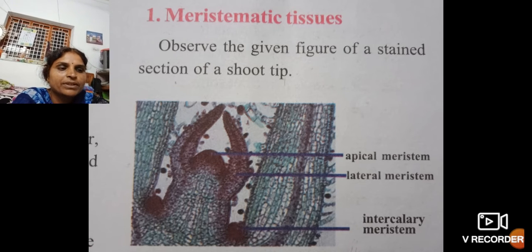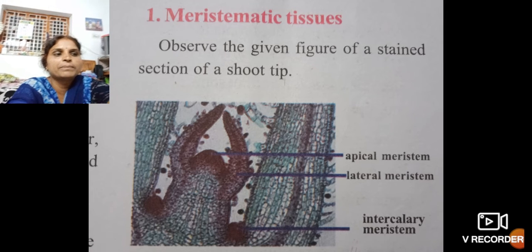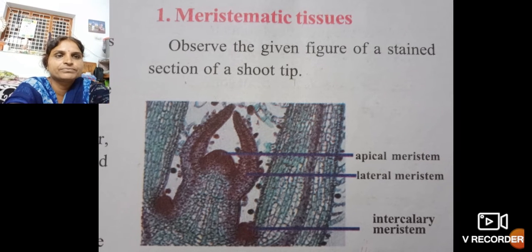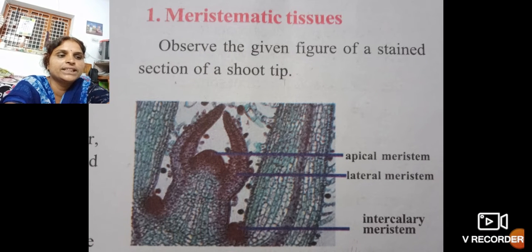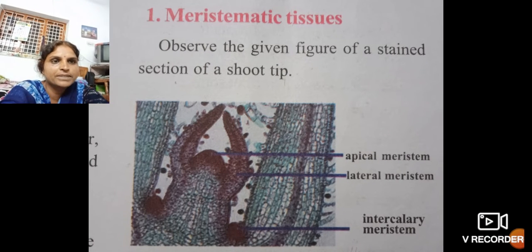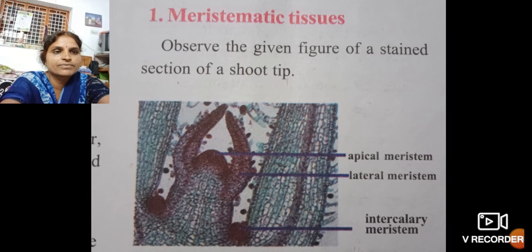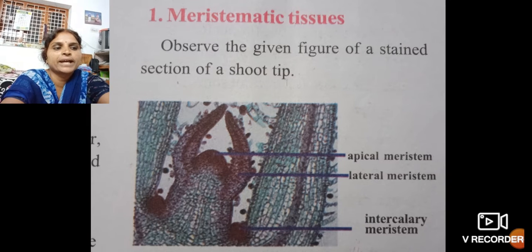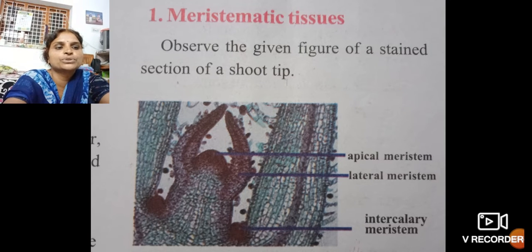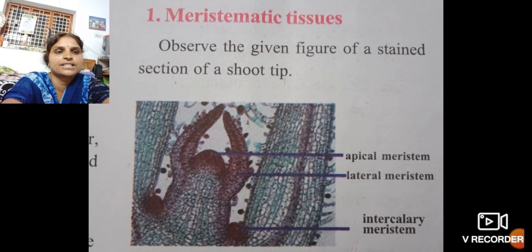What is the help of apical meristem? The meristematic tissue at the growing tip that brings about growth in length is called apical meristem. The next one, lateral meristem. The tissue present around the edges in a lateral manner, giving rise to growth in the girth of the stem, is called lateral meristem.